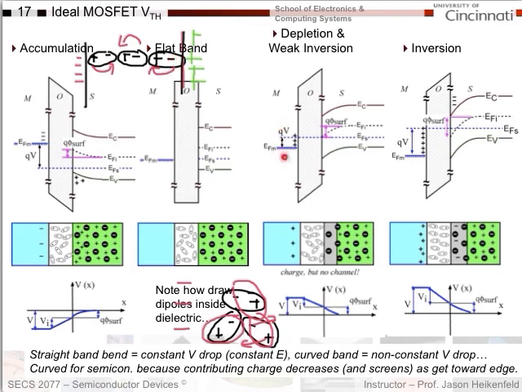If I put a positive voltage on the metal, that pulls the bands down, and I should see a corresponding positive charge here and negative charge here.